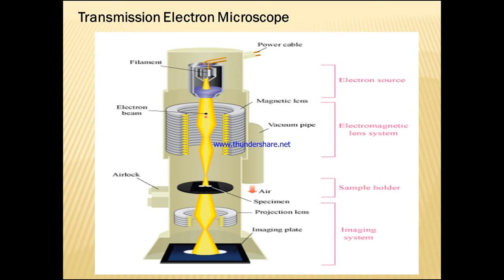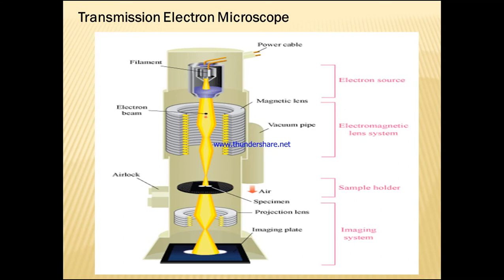The magnetic lenses as well as the condenser lenses form the enlarged visible image of the specimen on a fluorescent screen, which is the imaging plate. After the electrons pass from the electron gun through the specimen, we see the visible image on the fluorescent screen.